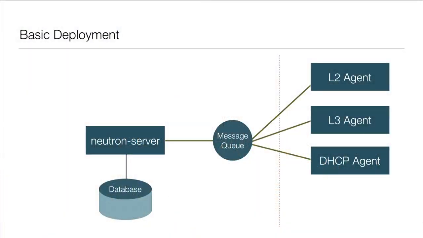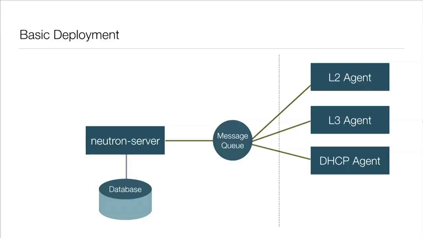Lastly, we have the L3 agent. The L3 agent is responsible for giving connectivity outside of the isolated tenant deployment into the data center, or actually into the public internet. Now, if you notice with the basic abstractions, I'm only showing you one L2 agent, one L3 agent, one DHCP agent.